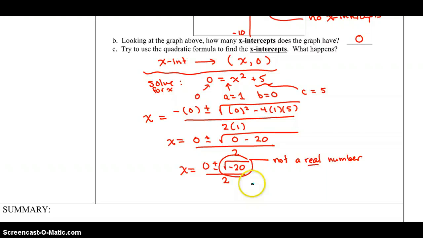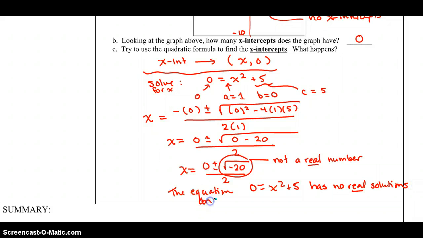So in this case, the equation 0 equals x squared plus 5 has no real solutions, which also tells us that the function f of x equals x squared plus 5 has no x-intercepts.